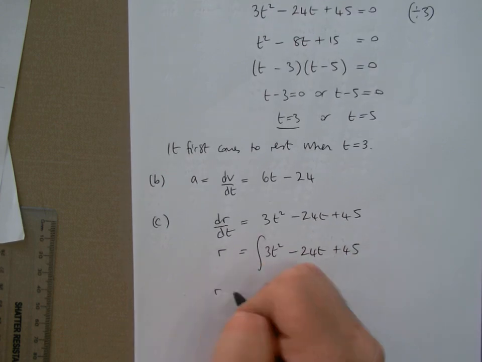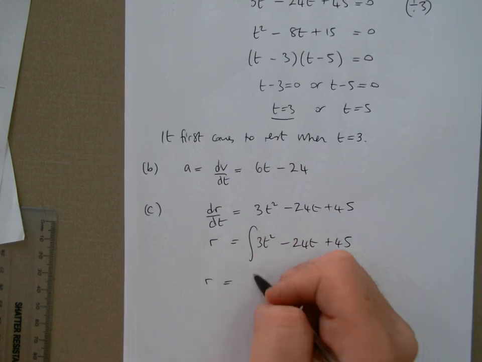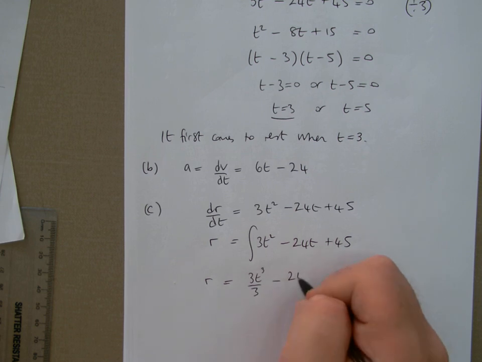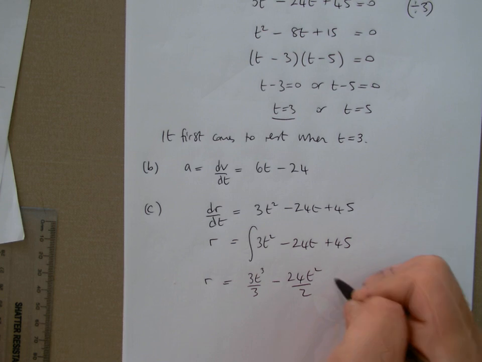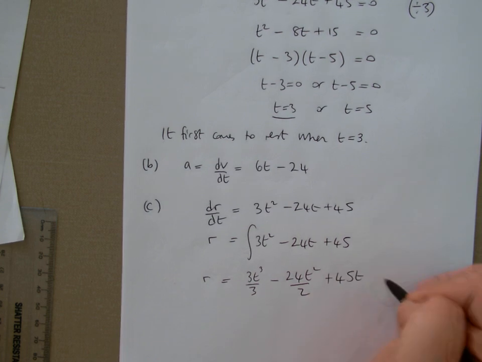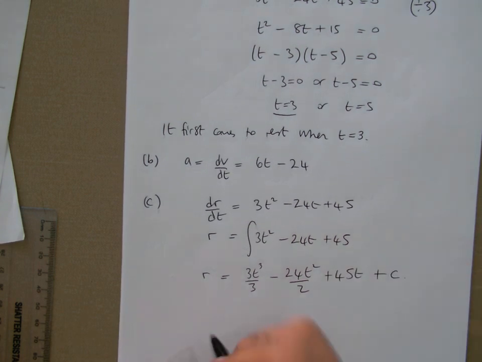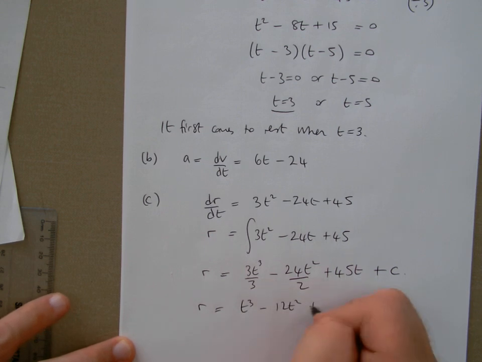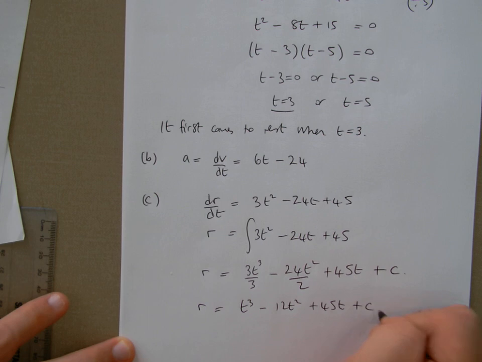So we get 3t, increase the power, and divide by that new power, plus then a constant at the end. So this becomes t cubed minus 12t squared plus 45t plus c.